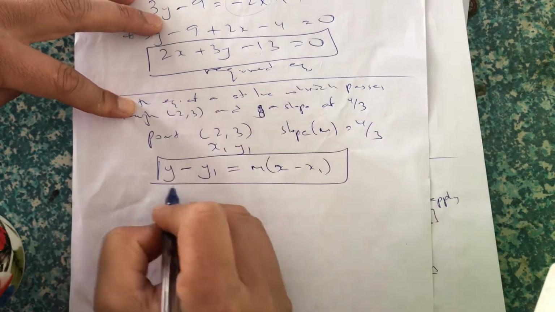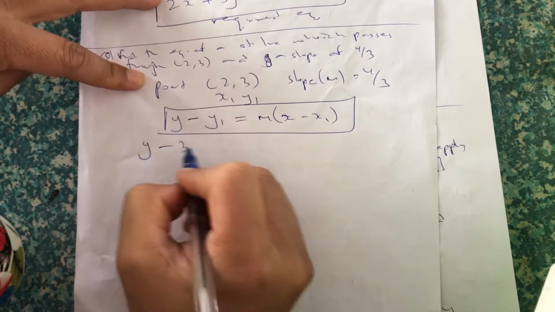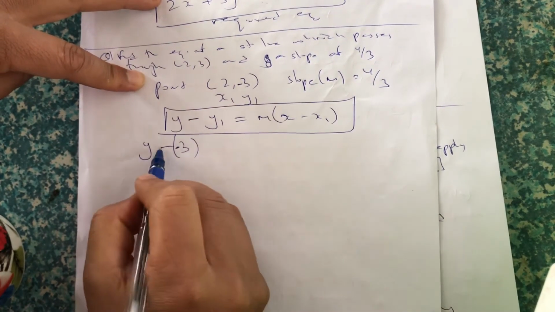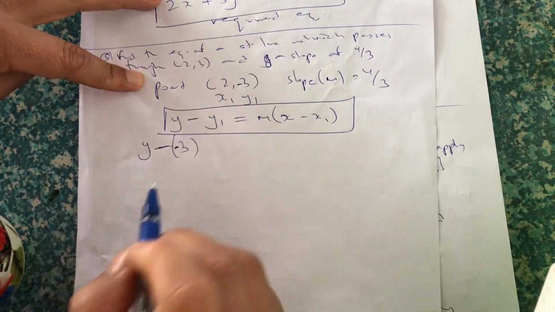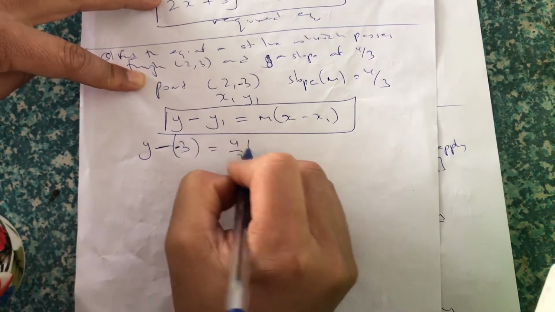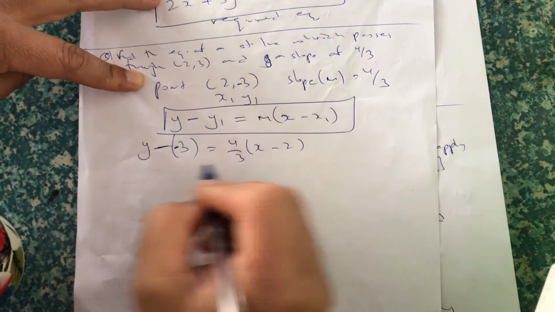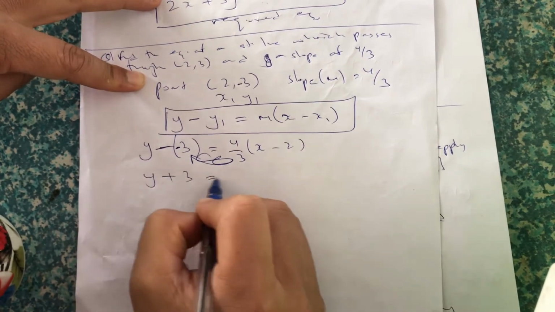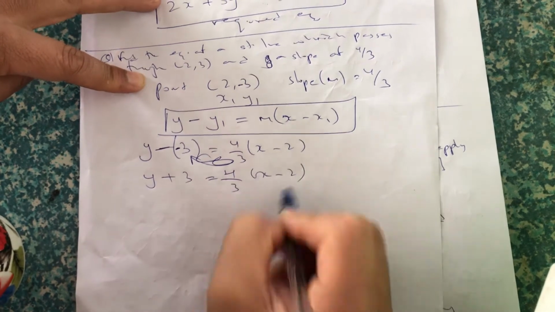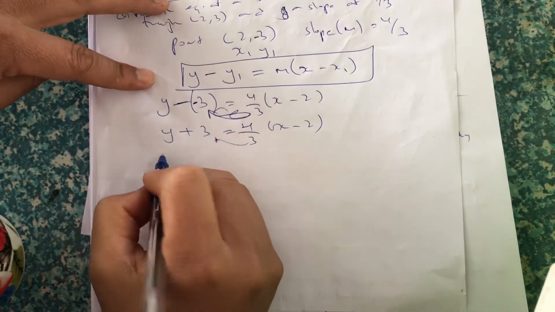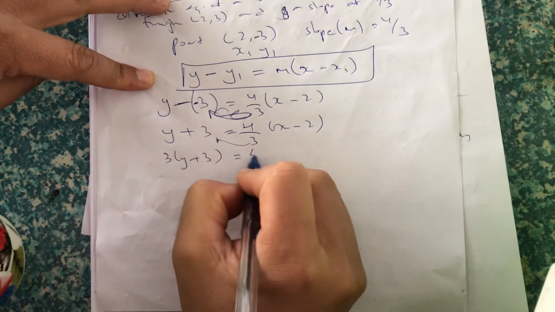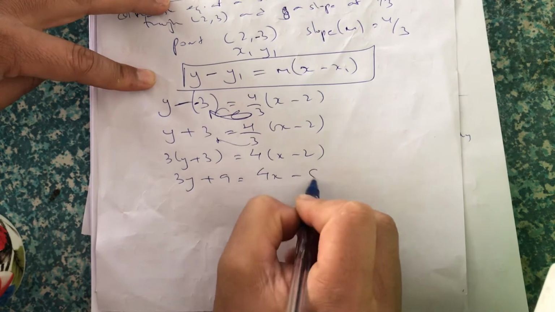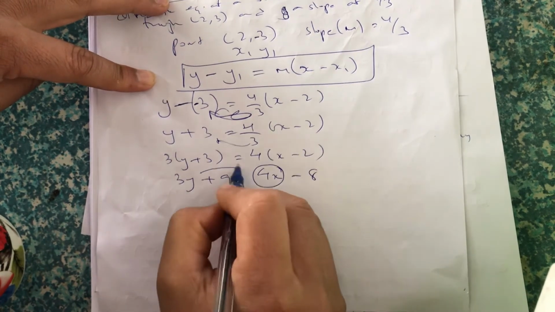Over here y is y only, minus y1 is 3, or let's take a minus 3. So I'll have a minus. This is the formula's minus, this is the y1's minus. And then 4 by 3, x minus x1. So this will cross multiply, or before that, first y plus 3, 4 by 3, and then the 3 will cross multiply: 3 times y plus 3 is equal to 4 times x minus 2, 3y plus 9 is equal to 4x minus 8. Now x is positive, so I bring everything this side.